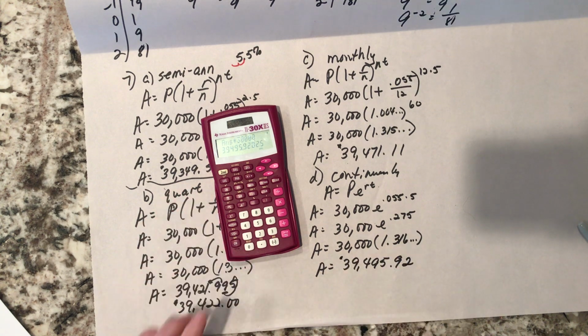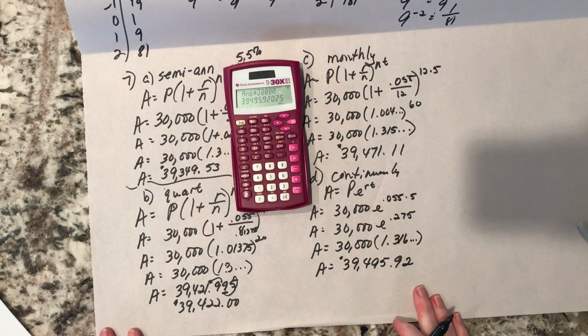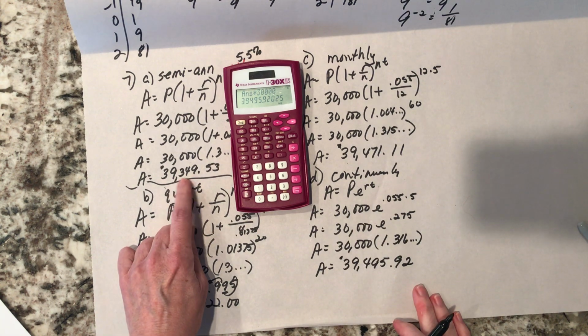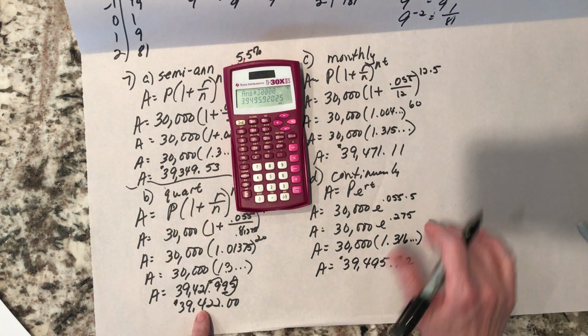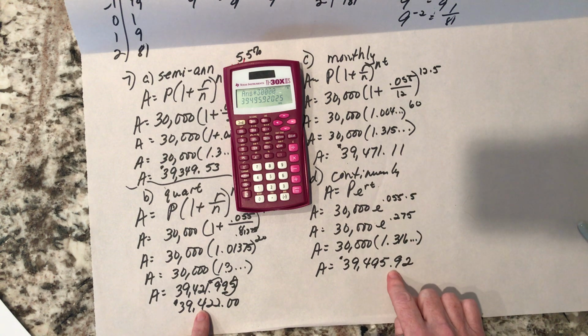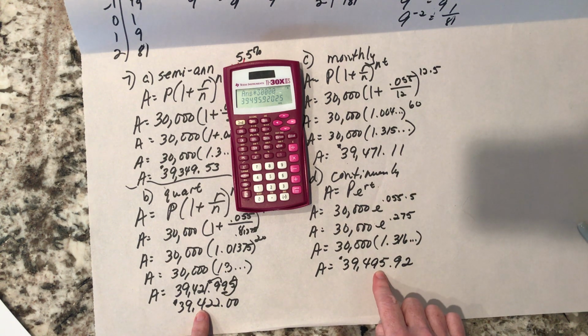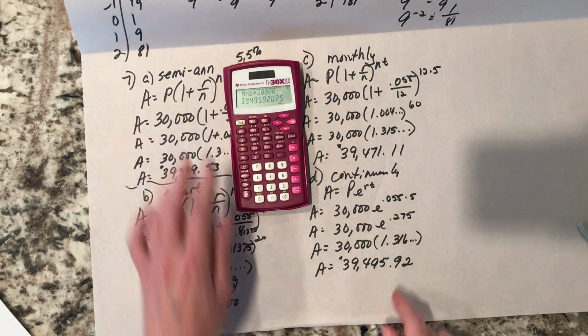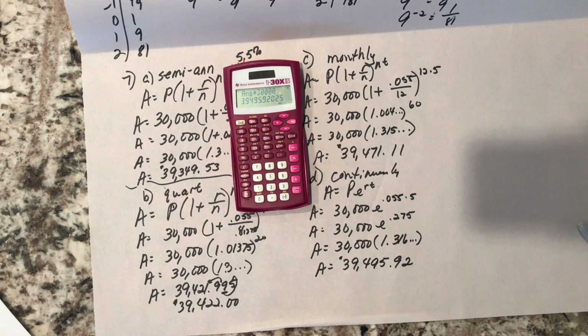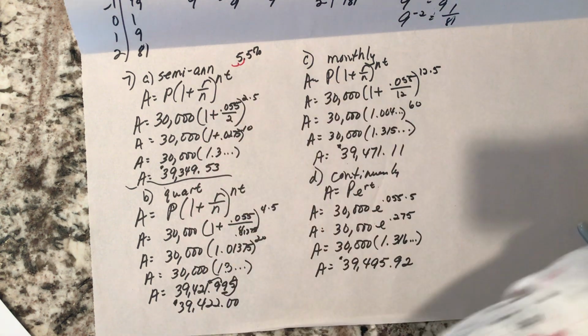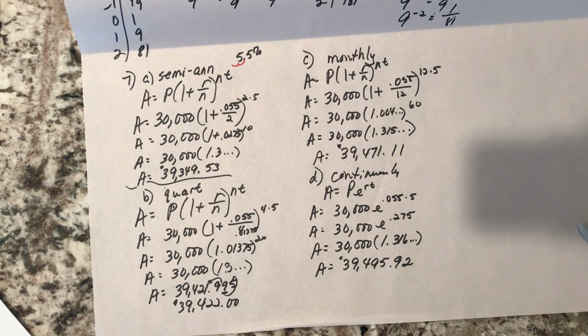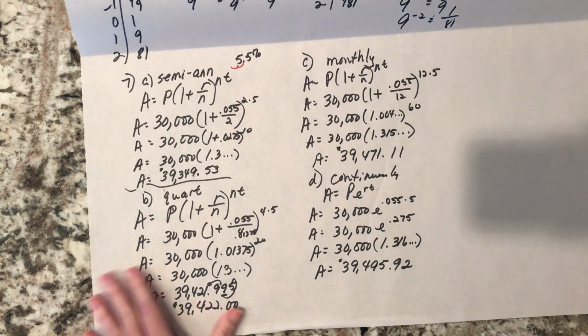and our accumulated value is 39,495.92. So that's where we make the most amount of money, but it's really not a serious difference. Twice a year is 39.3, then 39.4, 39.47, and then we're still going to get to 39.5. So the whole difference between semi-annual and continuous is not that big a deal. Okay, let me grab another piece of paper, and we will work on the last couple of problems, 8, 9, 10, and 11.